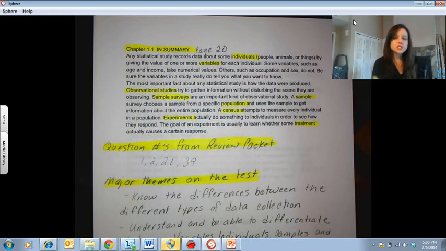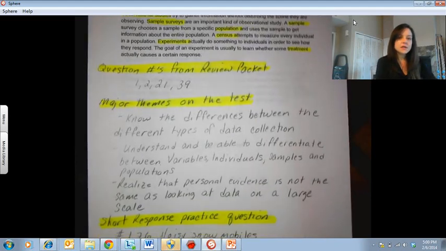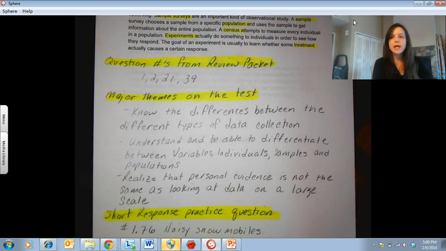The question numbers from the review packet that match up with Chapter 1.1 are 1, 2, 21, and 39, and I will go over those answers as soon as I just finish going over the major themes on the test right here. Please make sure, this is 1.1, please make sure you watch the videos for 1.2 and 1.3. 1.3 especially, it has all the percentage problems on it. You're going to need to know the differences between the different types of data collection. I went over that before. They're above, highlighted in yellow.